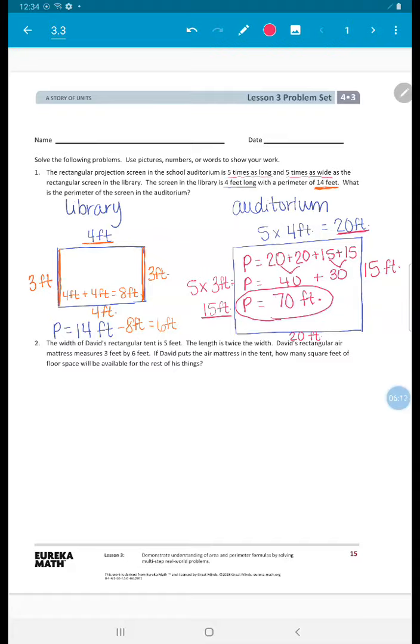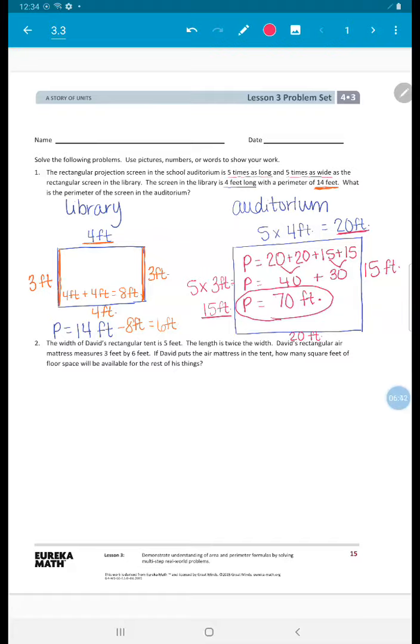Now if I go on to number 2, the width of David's rectangular tent is 5 feet. The length is twice the width. David's rectangular air mattress measures 3 feet by 6 feet. If David puts the air mattress in the tent, how many square feet of floor space will be available for the rest of his things?